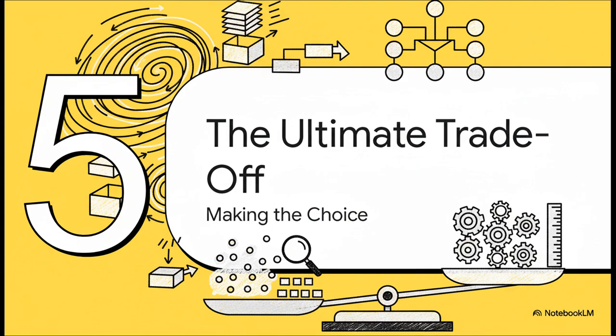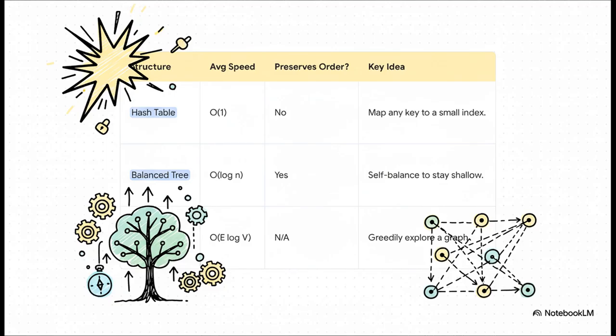So what have we learned here? Well, it seems like every single one of these incredible tools comes with a choice, a trade-off. There's no magic bullet, no single best way to organize data. It always depends on what you're trying to do. And this table here, it really sums up the whole story. If you need pure, unadulterated speed and you couldn't care less about order, the hash table is your go-to. It's basically instant. But if you need that speed and you need to keep things sorted, a balanced tree is the hero of the day.